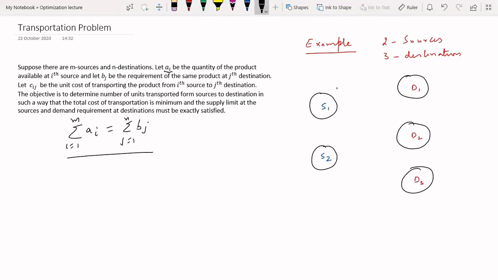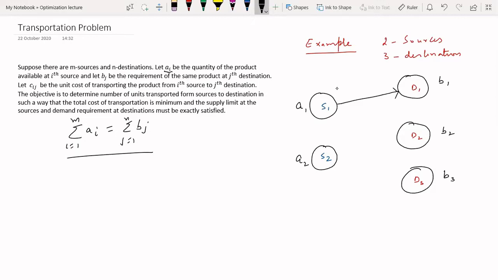3. And suppose from source 1 to destination 1 I can supply, so I have a route from source 1 to destination 1, and suppose the availability of the product at source 1 is A1, and the availability of the product at source 2 is A2. Similarly, the requirement of the product at destination 1 is B1, here we have B2, here we have B3. Now we want to construct a transportation schedule so that we transport the product from each source to destination in such a way that overall cost is minimum.